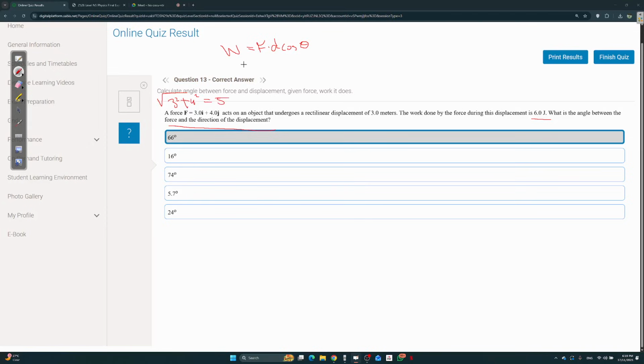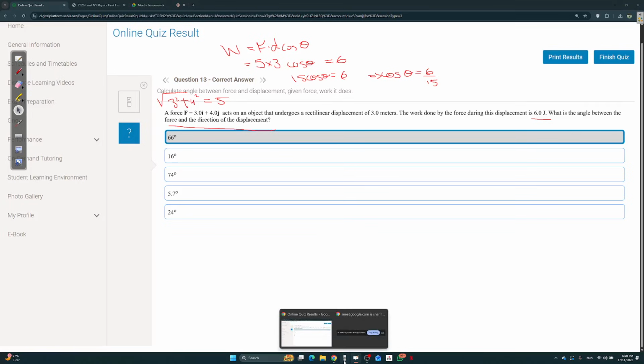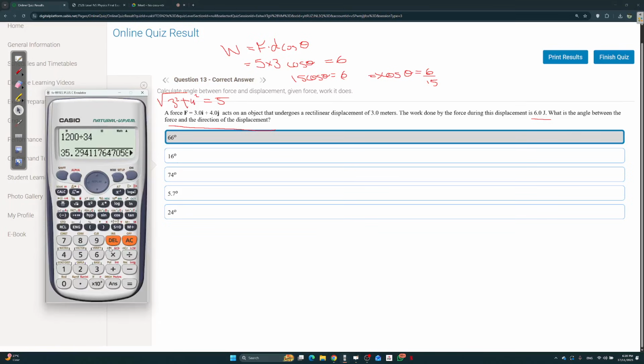So over here for the force, we're going to put 5. The displacement we know is 3. Cosine theta, we don't know it. Equals 6. So we got 15 cosine theta equals 6. So cosine theta is 6 divided by 15, which is 2 over 5. So we do shift cosine, and you get 66.4 degrees.